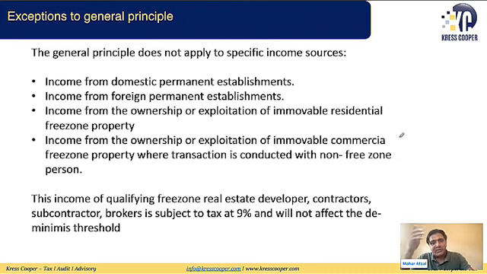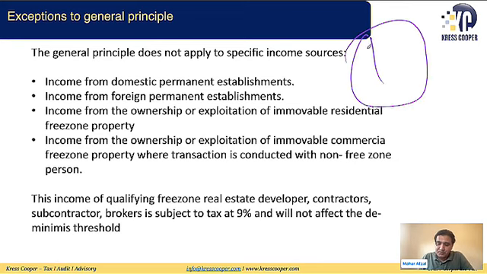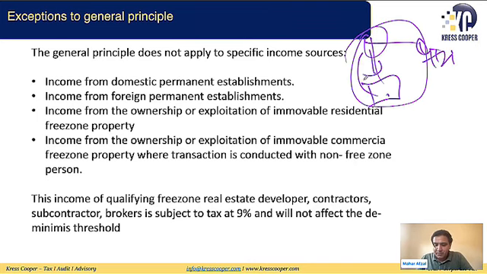This is a general principle, but there are some exceptions. What are the exceptions? If the qualifying free zone person is earning any income from a PE, a domestic PE. There is one company, a qualifying free zone person, in a free zone. This company has a branch on the UAE mainland. From the branch, they are generating income. Any income generated from that branch will become a domestic PE and will be straightforward, subject to tax at 9%.